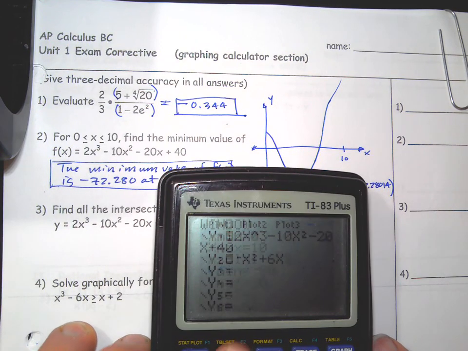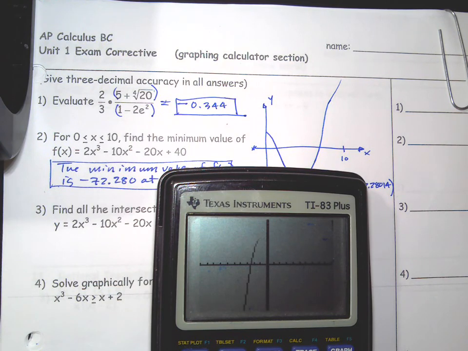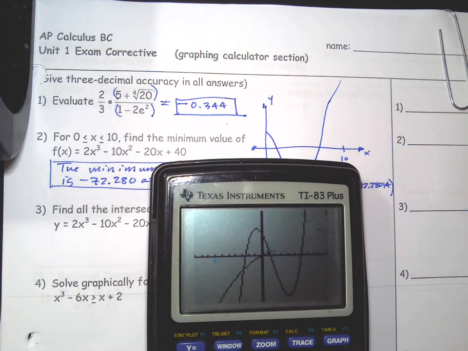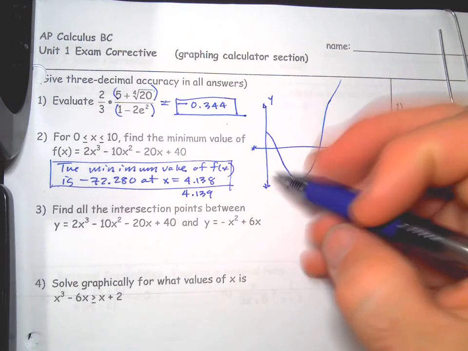We're looking everywhere, so we just start with negative 10 to 10. Now, the first one's cubic. That's the cubic. The second one's an upside-down parabola. So there are 1, 2, 3 intersections. You should feel confident there are no more because parabolas keep going down and cubics keep going up. So draw a sketch of it.